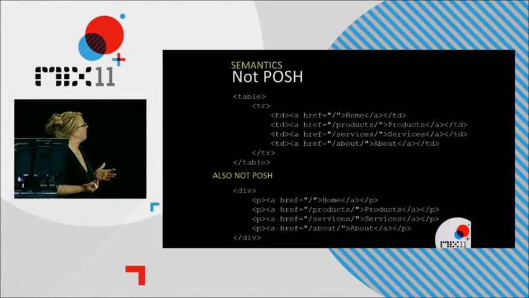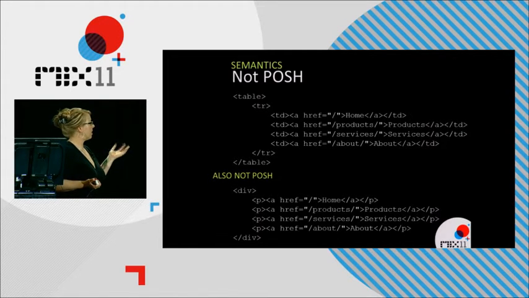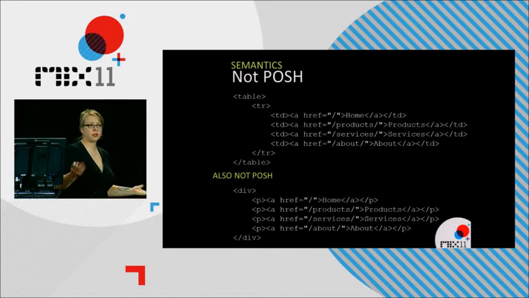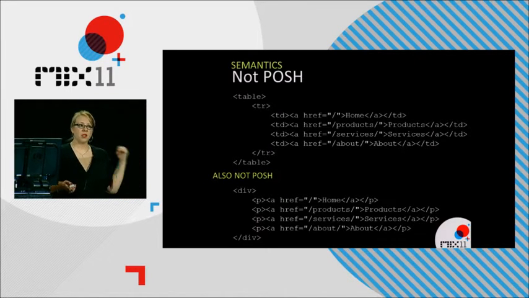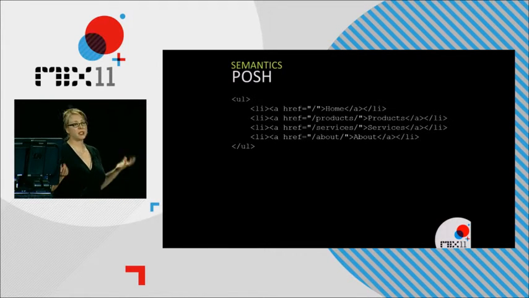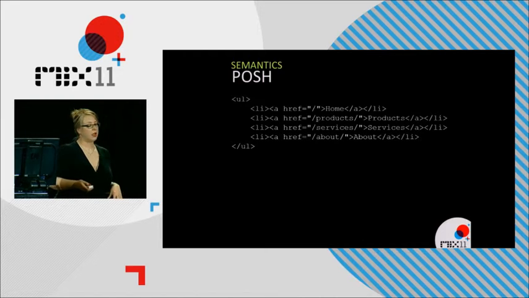Here's an example, hopefully none of you guys are doing this today, but using tables for layout. This is an example of a common set of navigation links. The first example has it in a bunch of table cells. The second example has it in a div with a bunch of paragraphs. Neither of those situations accurately describe the content, but we have tags that will. For example, an unordered list, because a set of navigation links are really just a list of links. So put them in a list.